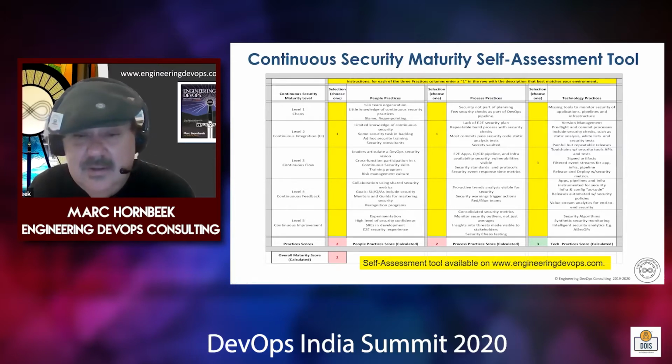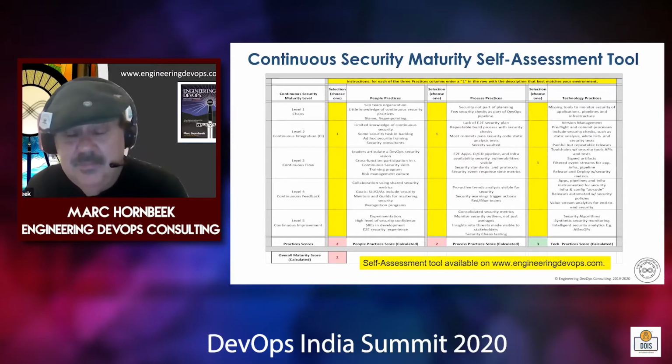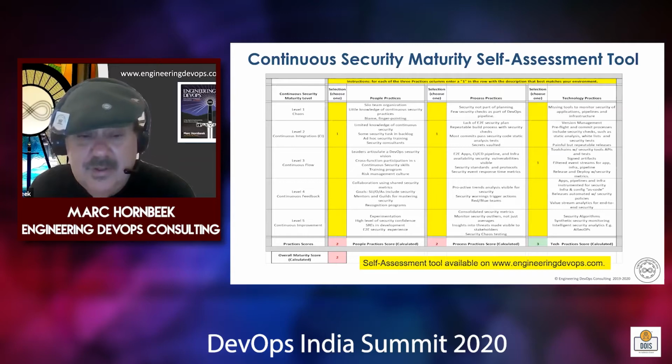You can literally in just a few minutes figure out where you are in your maturity curve, and then decide whether you want to go to a deep dive assessment or not, and figure out what your roadmap could be to get to a higher level of maturity.